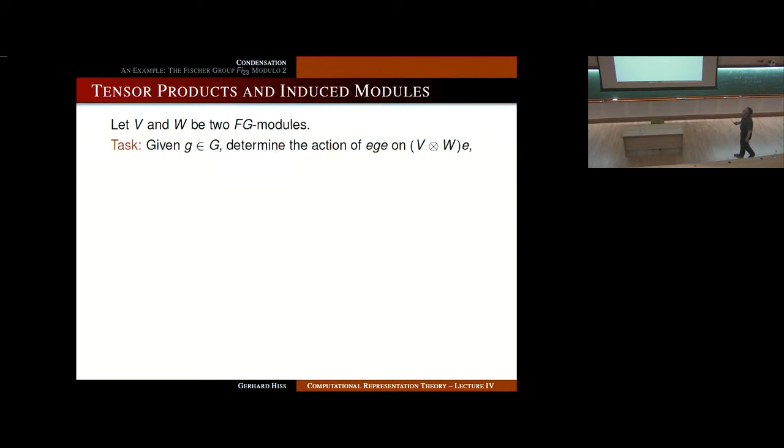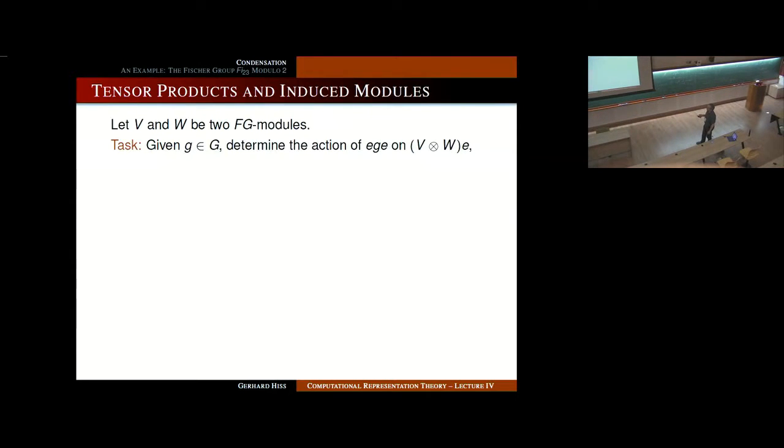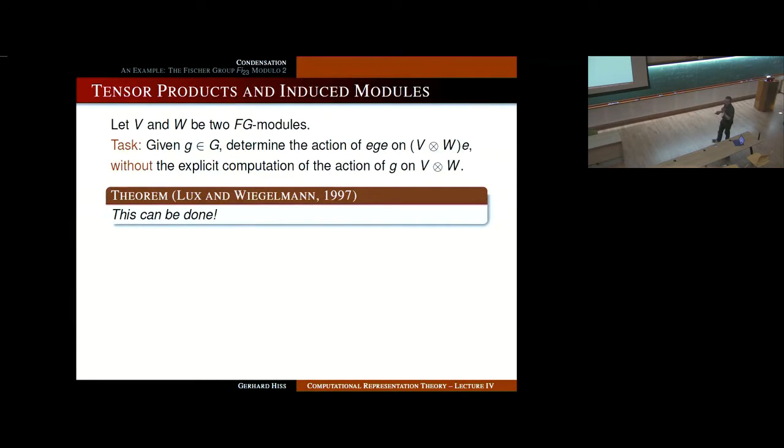The next case where a module can be given with smaller pieces is if you have a tensor product of modules. You have two small pieces, but together the tensor product is too large. So if you have two modules V and W and you want to find the action of eGe on the condensed tensor product, without, of course, explicitly computing the action of G on V tensor W first. And this can also be done. I omit the details, but it can be done.